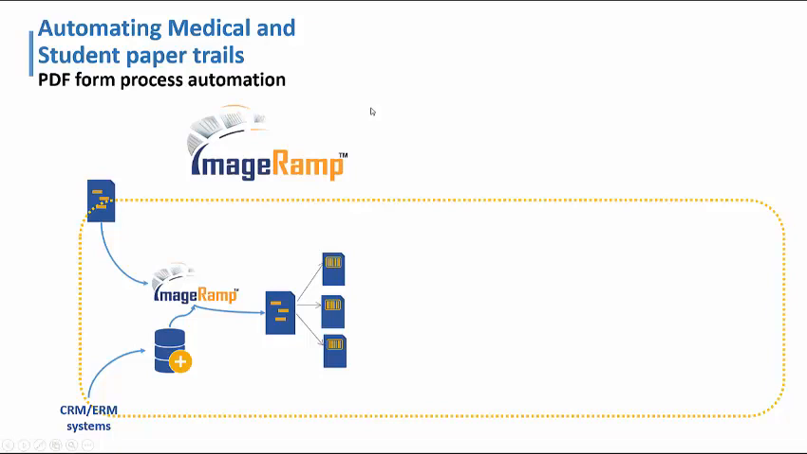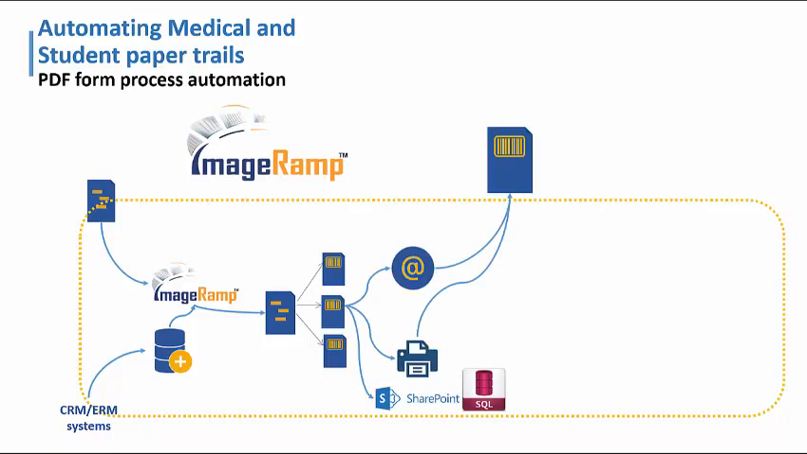And ImageRamp will then create a unique file for each of the identified individuals coming from the CRM system and stamp them with a unique barcode for later processing. And from there, we can automatically send an email with the form to the appropriate person. We can send them off to a printer if the email address kicks back. And we store a record into either a SharePoint or a SQL Server repository.